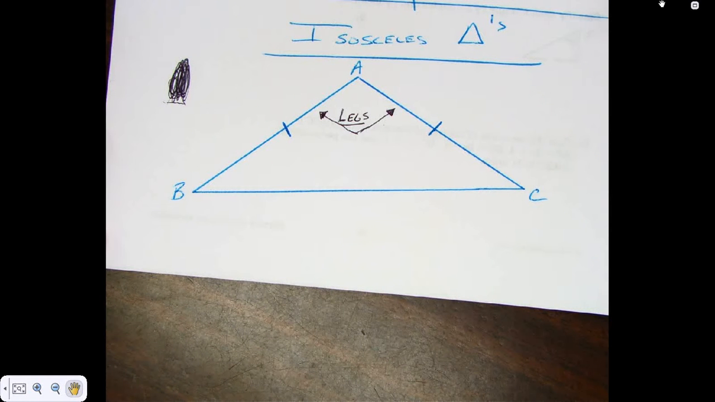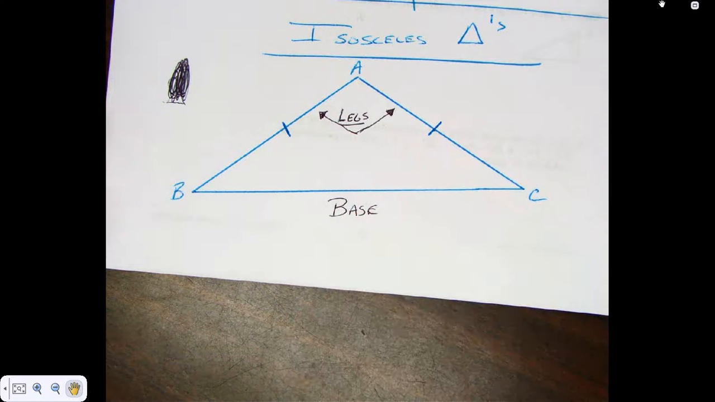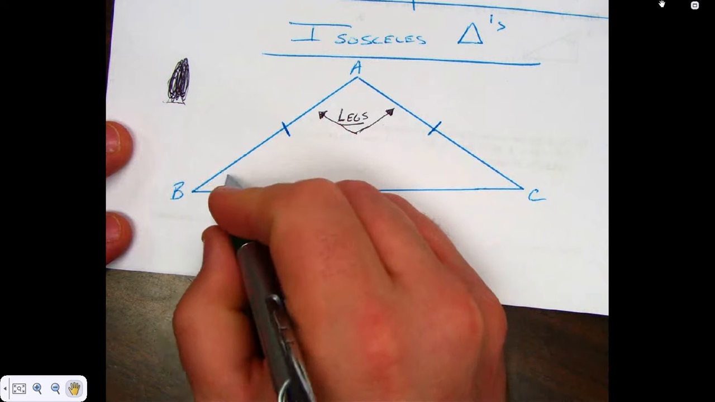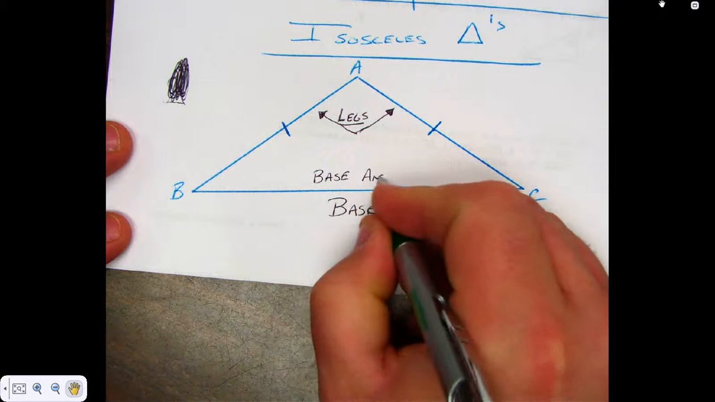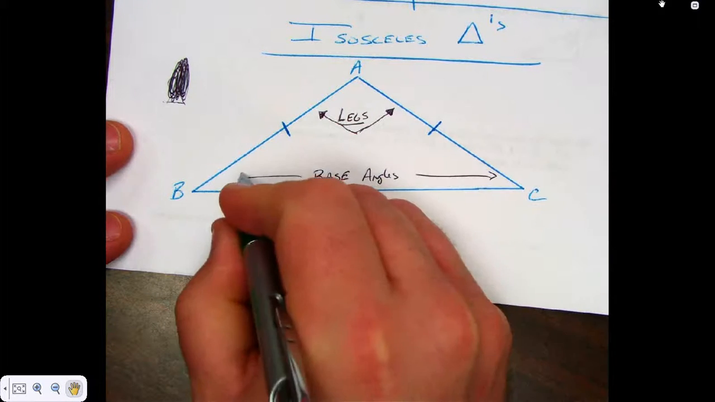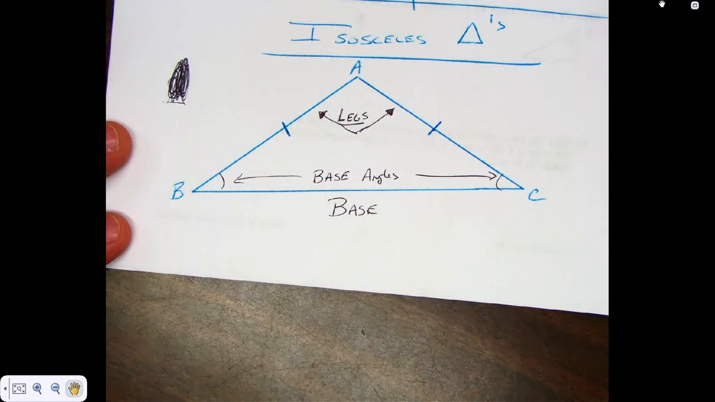Now, what is something you stand on? You could call it the ground, but the legs are standing on a base. So guess what that third side is? The base that the legs are standing on. These are called, these angles, base angles. They will always be congruent, because in a triangle, if two sides are congruent, the opposite angles are congruent. Something you'll learn later.